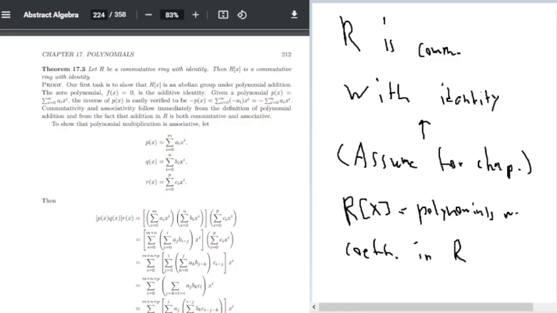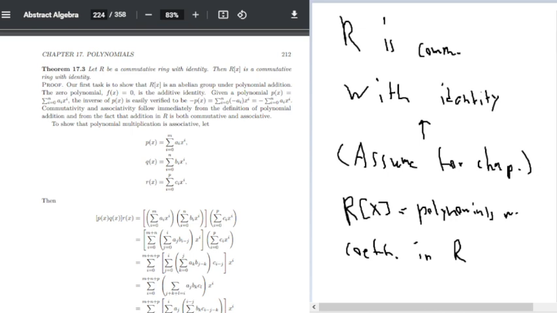Alright, theorem 17.3. Let R be a commutative ring with identity. Then R of x is a commutative ring with identity. Proof. Our first task is to show that R of x is an abelian group under polynomial addition. The zero polynomial, f of x equals 0, is the additive identity.